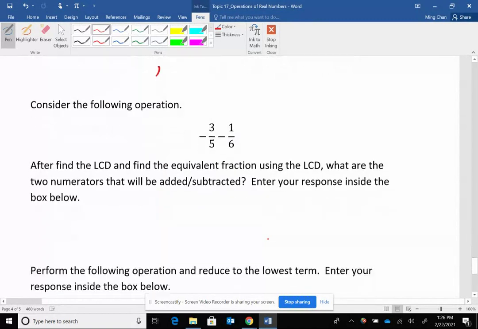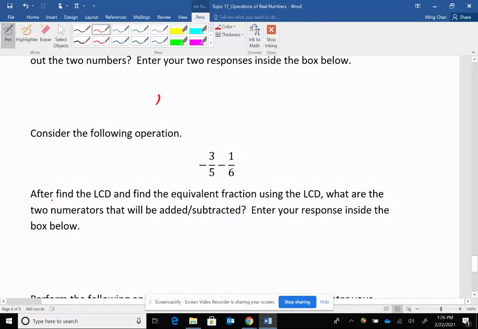All right. Consider the following operation. After you find the LCD, because this is subtraction between 2 fractions, find the equivalent fractions using the LCD. What are the 2 numerators that will be added and subtracted? So find your LCD and then find the equivalent fractions. That means tell me what the new numerators are going to be. Tell me what the 2 numerators are going to be. Separate them by a comma for me, please.